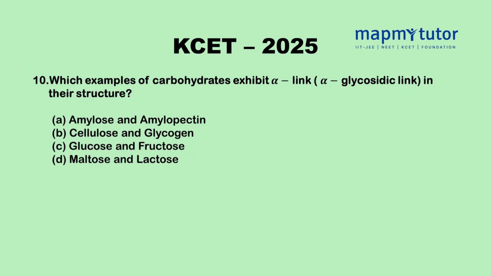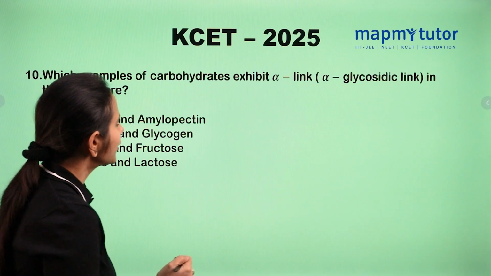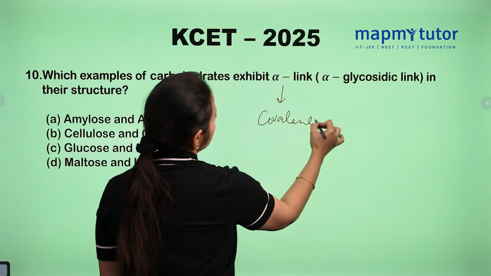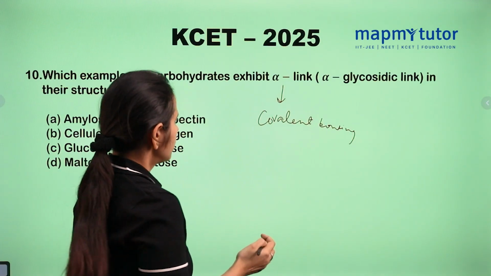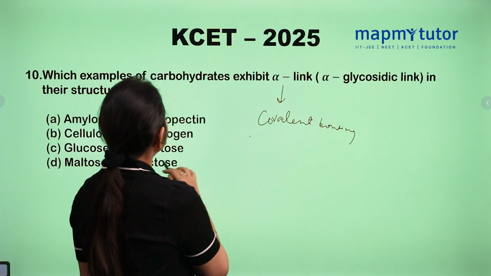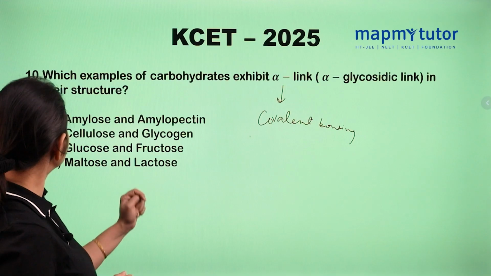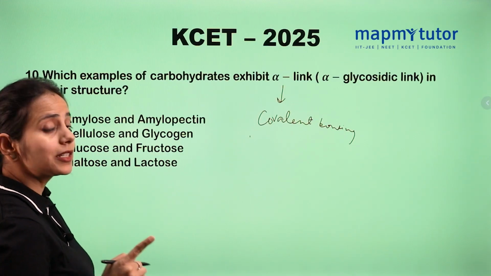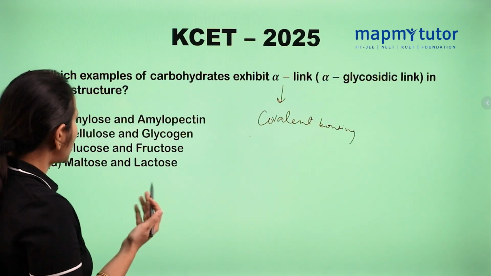Which examples of carbohydrates exhibit alpha linkage in their structures? Now, what is alpha linkage? It is a kind of covalent bonding between the glucose units. Alpha linkage is present in which structure? Amylose and amylopectin, cellulose and glycogen, glucose and fructose, maltose and lactose. No, it comes in amylose and amylopectin. A is the right answer. What is this? Amylose and amylopectin.